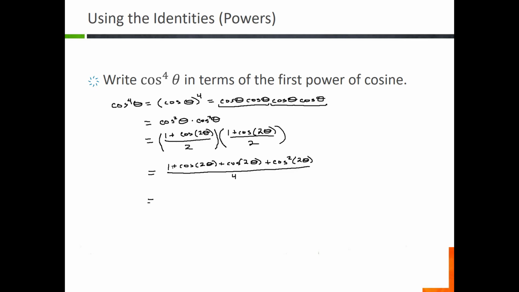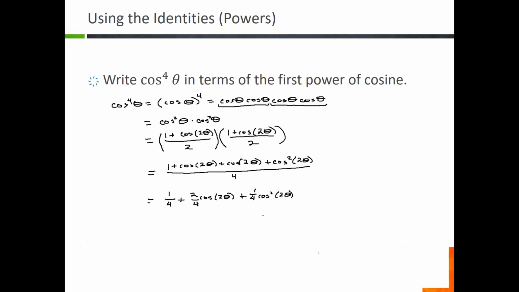That fraction, that fourth, goes to each term in the numerator. So we have a 1/4 plus, well, we have a cosine of 2 theta plus another cosine of 2 theta. So that's really 2 cosine of 2 theta, but it's divided by 4. So I'm going to just write that as a 2/4, or you could reduce that down to a half cosine of 2 theta plus a 1/4 cosine squared of 2 theta.